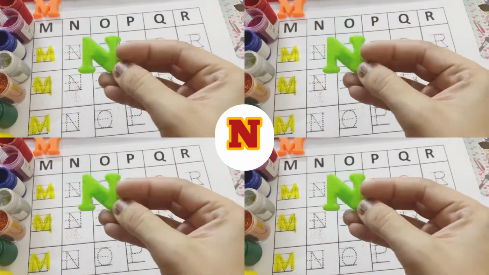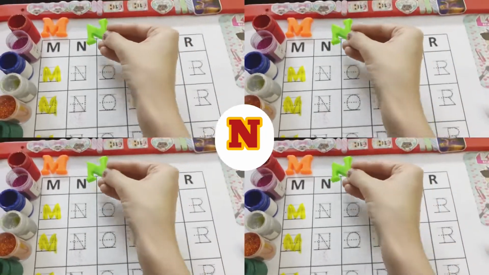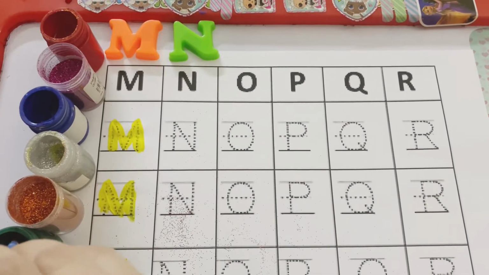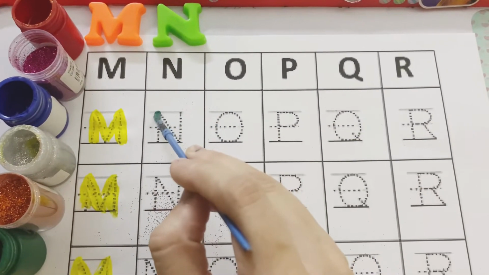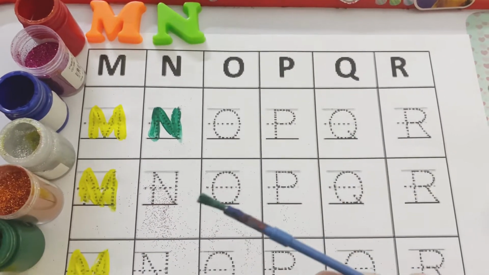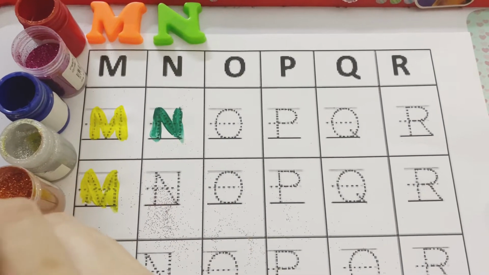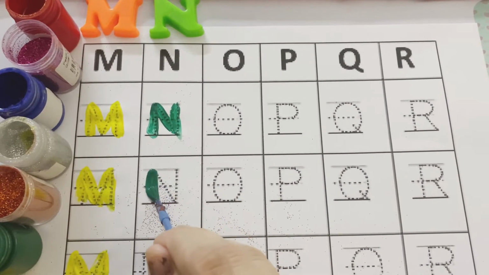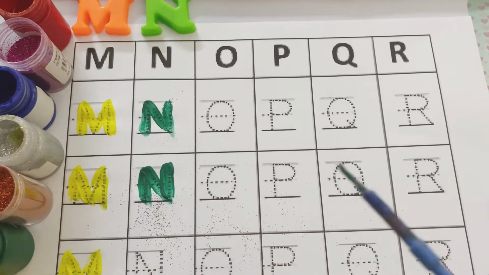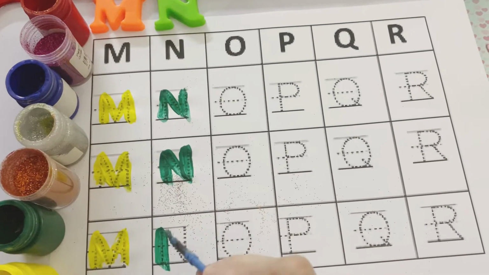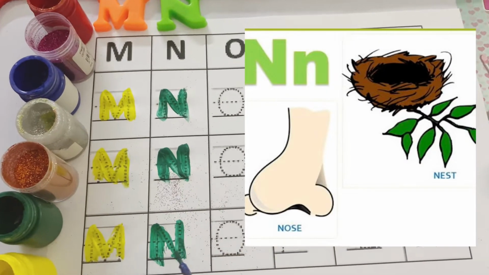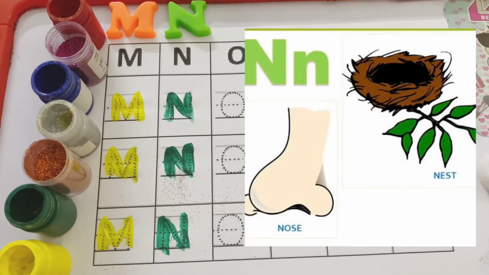Now comes the letter N. What's the letter N? N. N for nest. N for nose. N for nest, and N for nose.